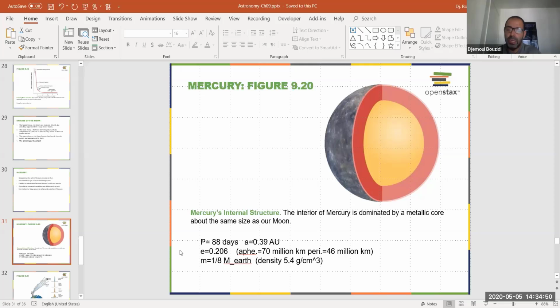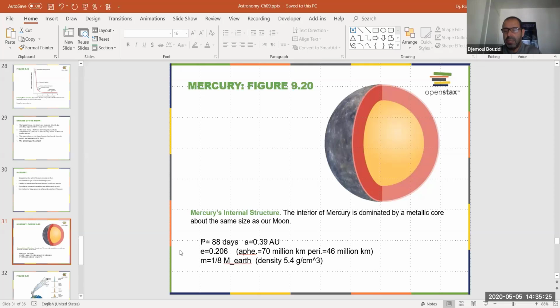It's much smaller than the Earth, for example. It's about 1/8 the mass of the Earth. Its density is 5.4, which is very close. It's the second highest after the Earth, but it's much denser than the Moon, indicating that its structure is more metallic than the Moon's. The Moon, we said, is more silicate, more rock than metal, whereas this one is more metallic.